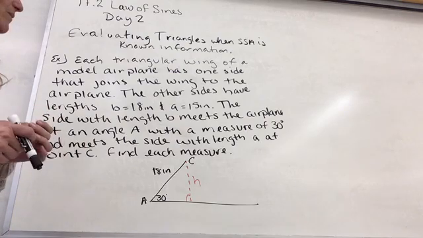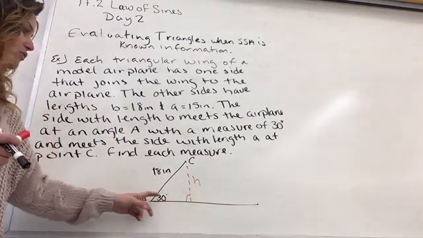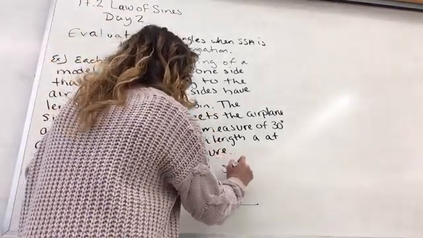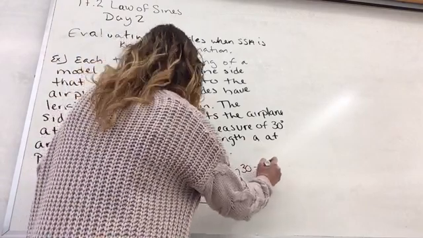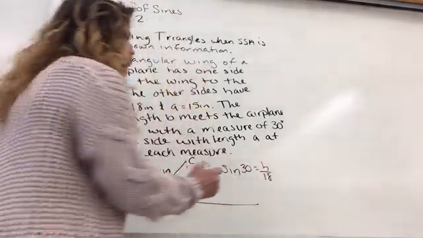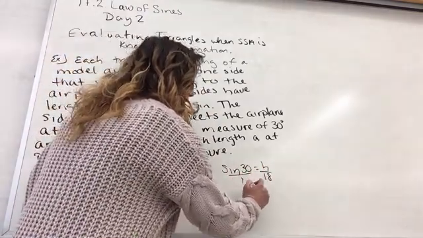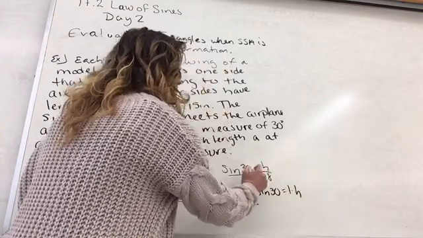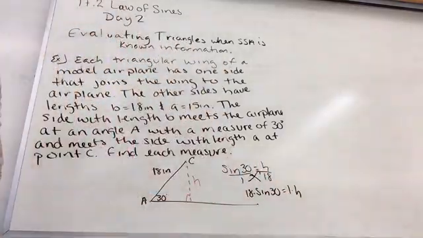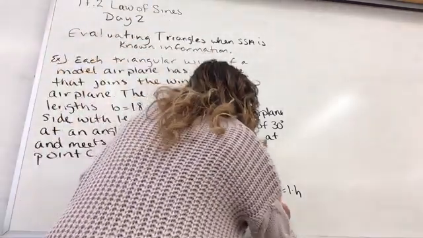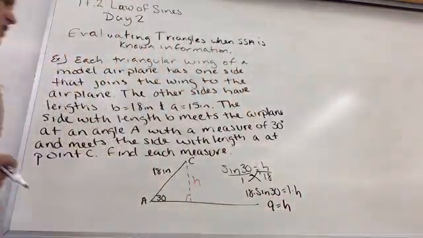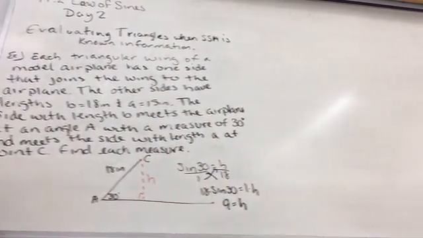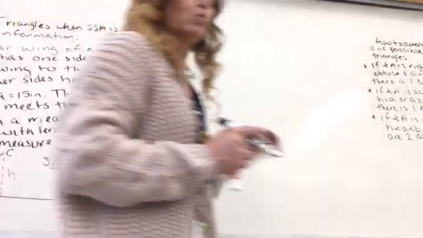So to do this, I'm going to simply use right triangle trig. This is the opposite, this is the hypotenuse. Opposite and hypotenuse means I'm going to say the sine of 30 degrees equals H over 18. Put a 1 under here and cross multiply. That's 18 times the sine of 30 equals 1 times H. So you plug into your calculator, and you end up that H is 9.